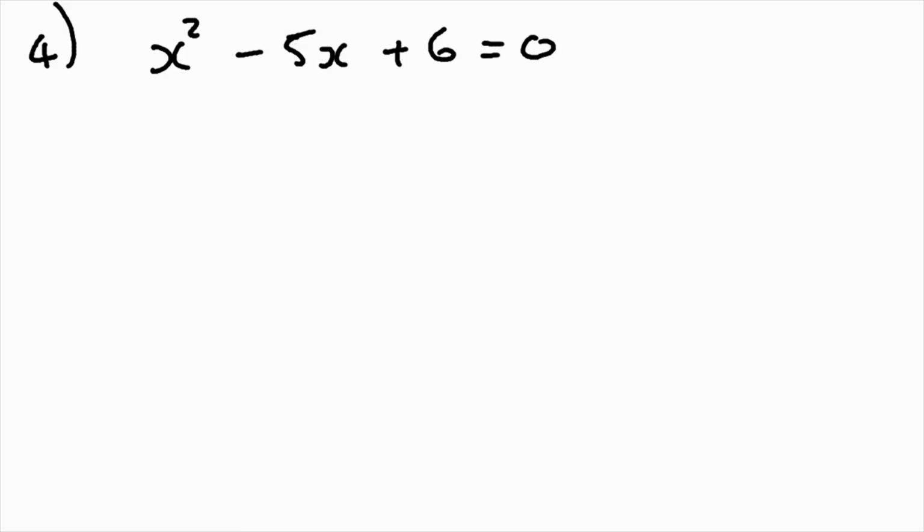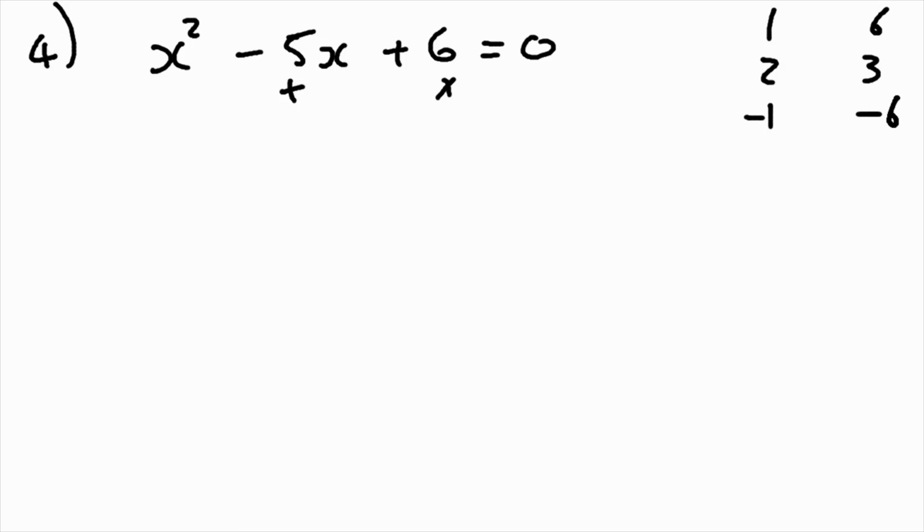For our final example, we're going to have some negatives involved. x squared minus 5x plus 6 equals 0. So again, we're looking for two numbers that add together to give you minus 5 and multiply together to give you 6. So let's look at the numbers that multiply together to give you 6. 1 and 6. 2 and 3. But we've also got to include negatives as well.